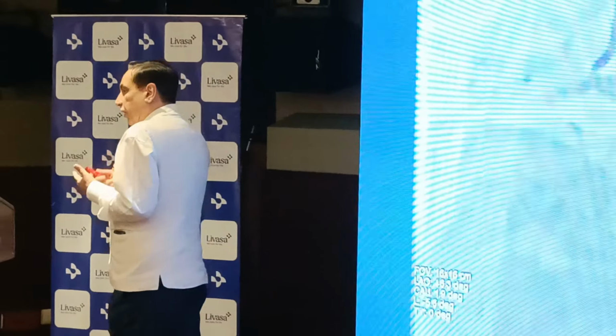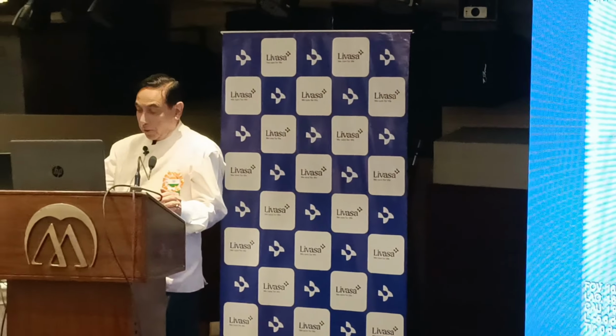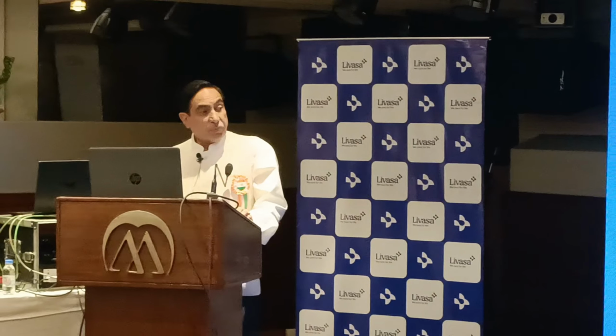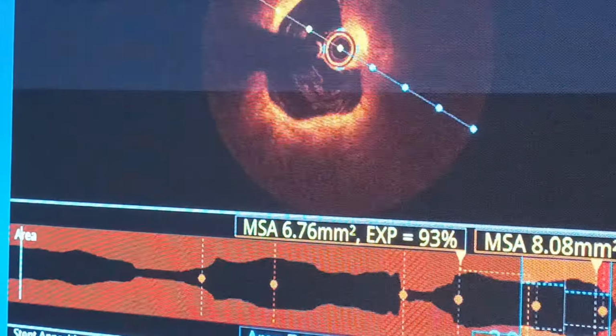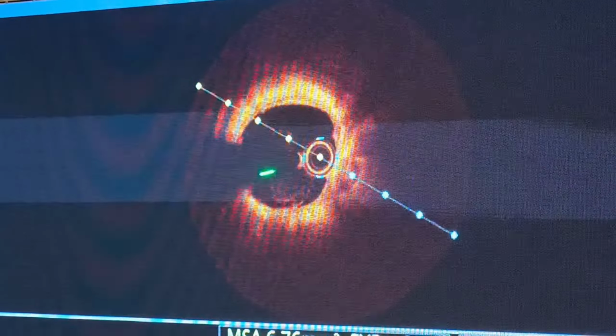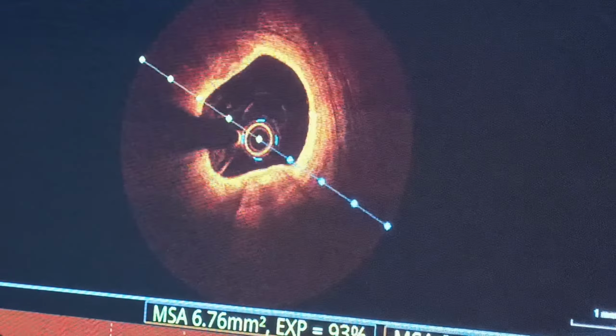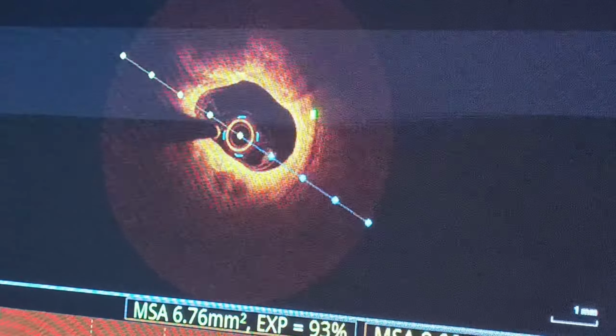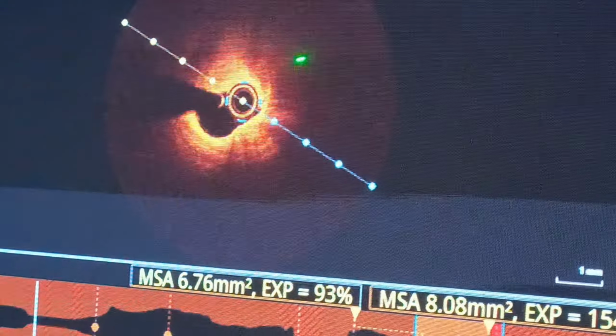Now we needed to treat this right coronary artery. We crossed with a wire, did the angioplasty, and then we did an OCT. This OCT tells us exactly what is going on inside his artery. If you see this, this is the OCT run inside the coronary artery. We can see clearly what we call a calcium nodule.